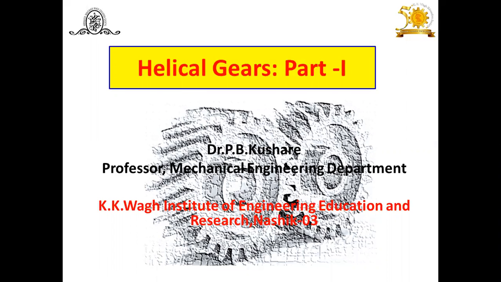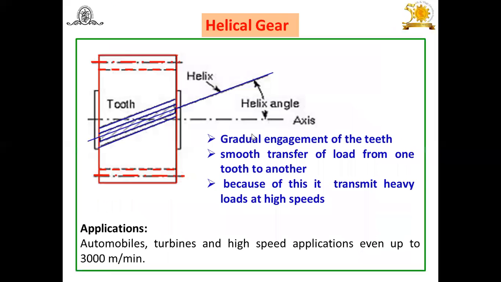In a helical gear, the contact between the meshing teeth gradually extends along the diagonal line across the tooth, and there is a gradual pickup of load by a tooth. Therefore, it results in smooth engagement and smooth operation, even at high speed. Look at this figure.